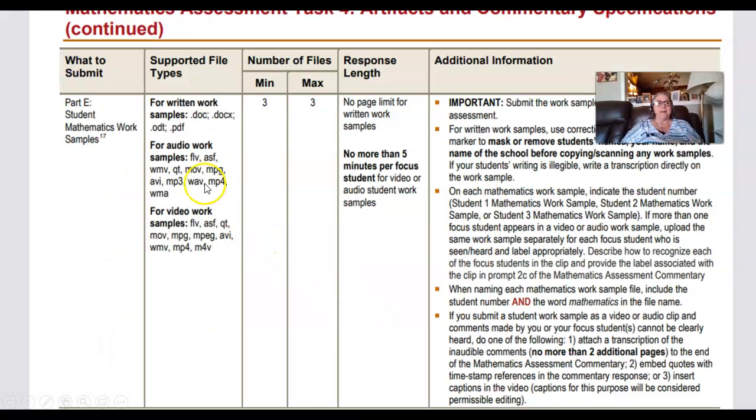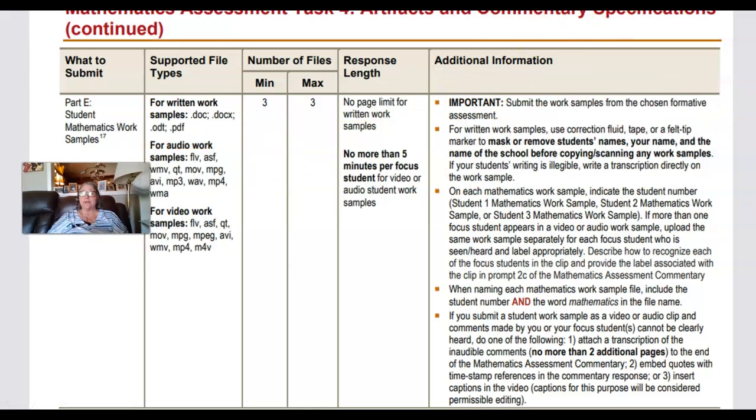Now, this is part E, and you're going to name these work samples Part E, Student Mathematics Work Sample. They can be written work samples, which they probably will be, but they might not be. They can also be audio work samples or video work samples. You have to have 3 of each. That means that each student's going to have their own file. This is very similar to how it's done, of course, for task 3.